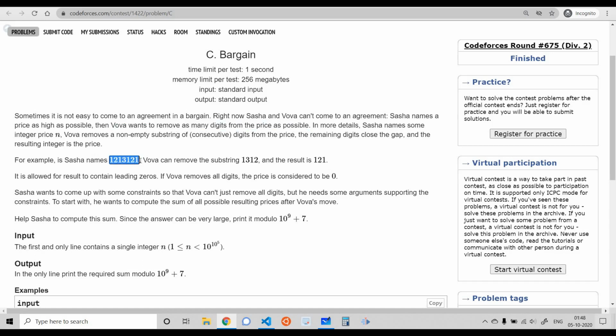Suppose from this number given by Sasha, Vova removes the substring 1312 from it, then the resulting number would be 121. And yes, after removing some substring, it can have leading zeros. If all the digits are 0, its value would be 0. Then what we need to do is, Sasha wants to compute the sum of all possible resulting prices after Vova's moves. So we would be considering all possible moves which Vova can perform, and finding the summation of that.